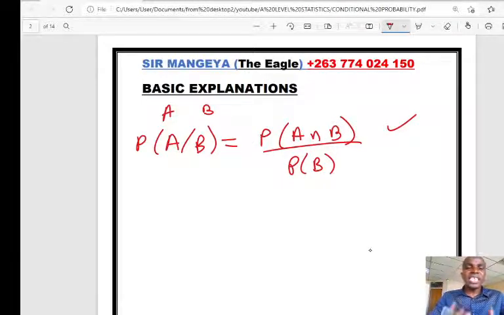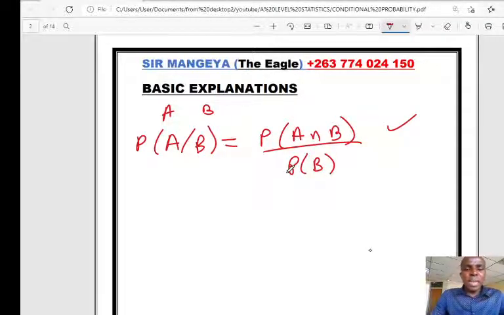For example, the probability that the child is aged 12 given that she's a girl. It means we are given girls, and from the girls we want to find the probability that the child is 12 years old. That's conditional probability. Then we have conditional probability based on independent events.